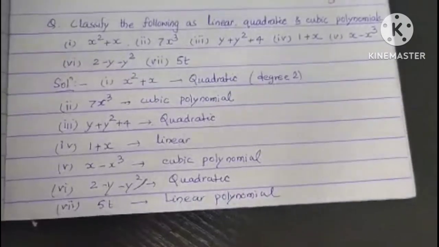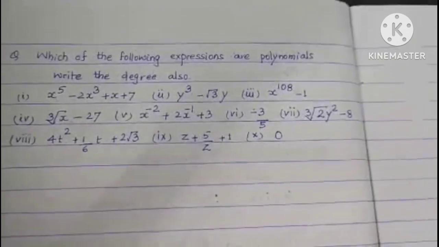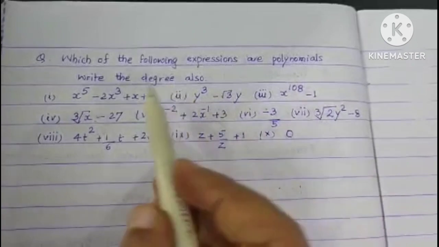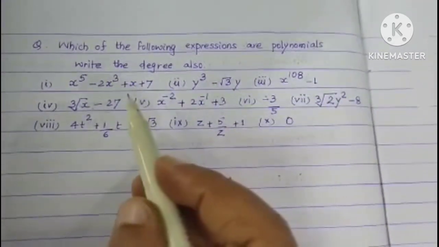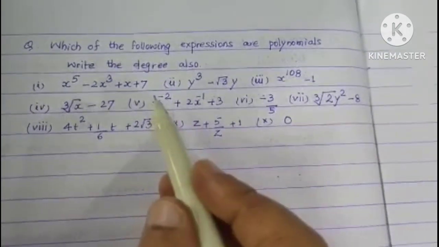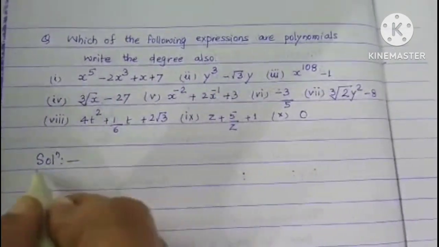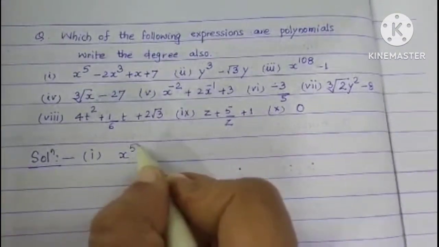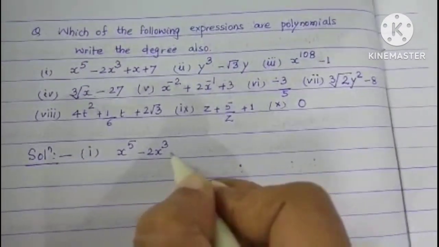Now let us solve some more questions to cover all these topics. I have taken this question: which of the following expressions are polynomials? Write the degree also. We have to find out which of the expressions are polynomials, and if they are polynomials, then we have to write the degree also. Let us solve it one by one. Solution of 1. First expression is x to the power 5 minus 2x cube plus x plus 7.